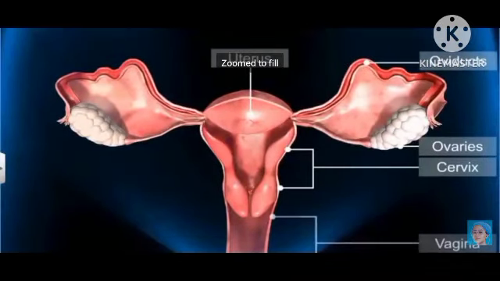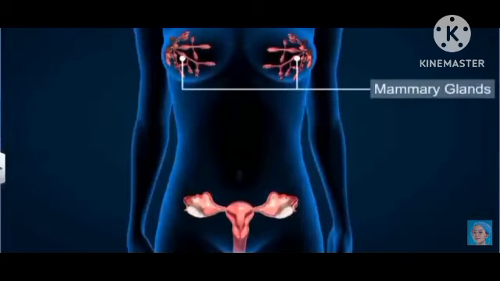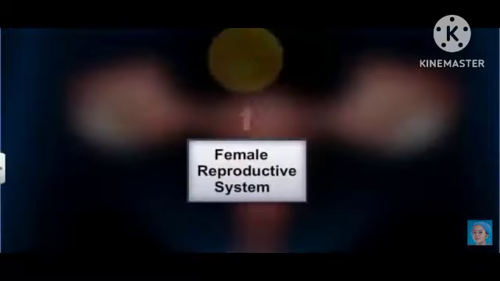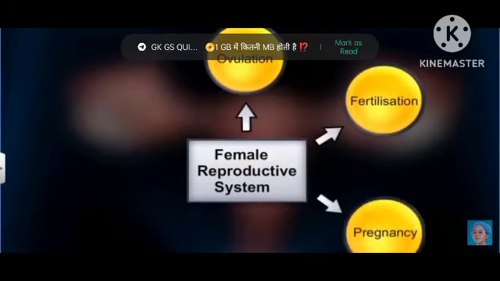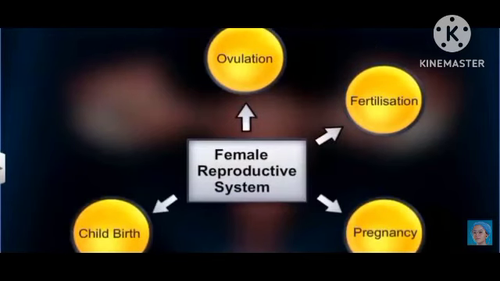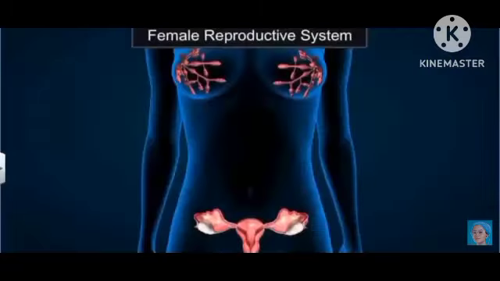cervix, vagina, and the external genitalia, located in the pelvic region. Along with a pair of mammary glands, it supports the process of ovulation, fertilization, pregnancy, childbirth, and child care. Let us study each organ in detail.